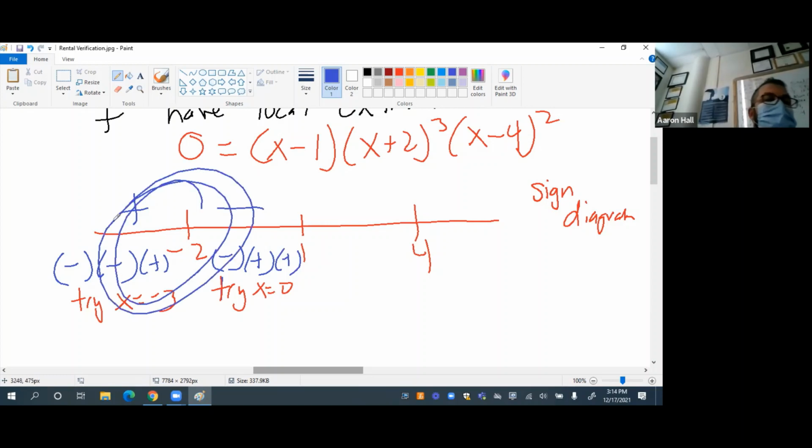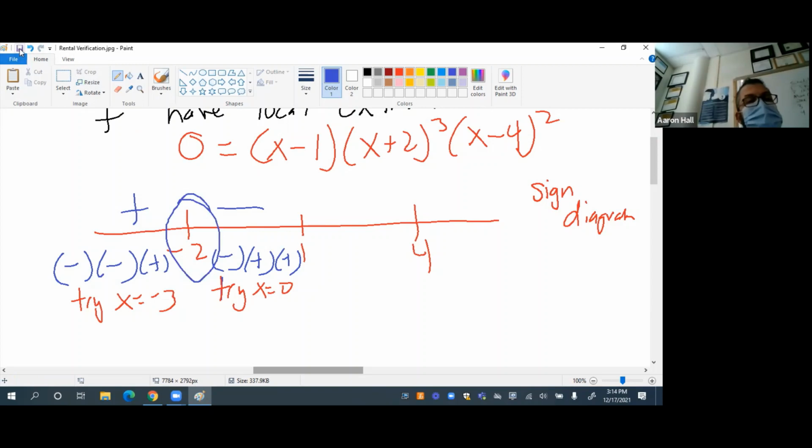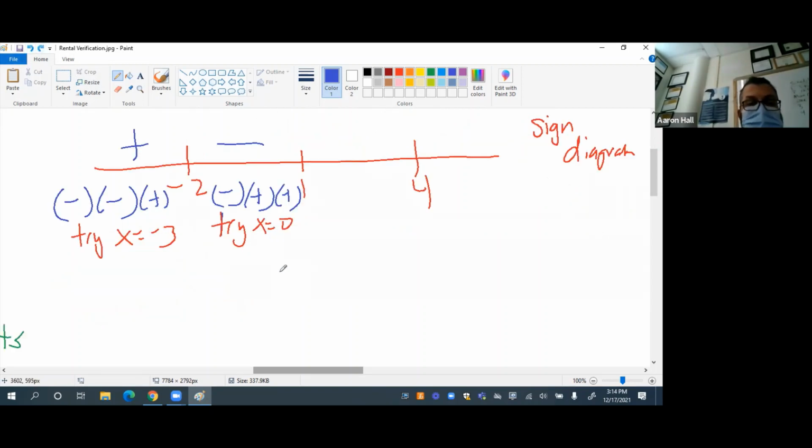What's happening when x equals -2? It's a maximum, yeah.